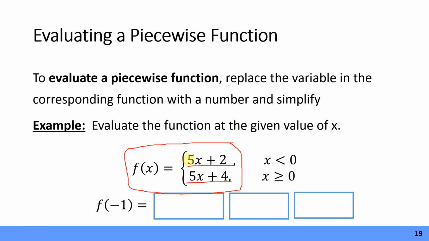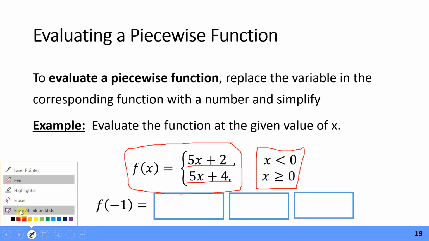So again, a piecewise function looks like this. You're going to have a big brace here, and you're going to have different functions in here. You might have 2, 3, or 4 or more. Don't let it worry you. And then on this side, we have what we call conditions. And I'm going to show you what they mean in a little bit.